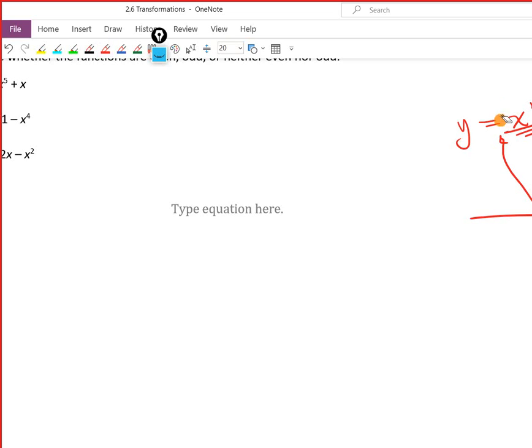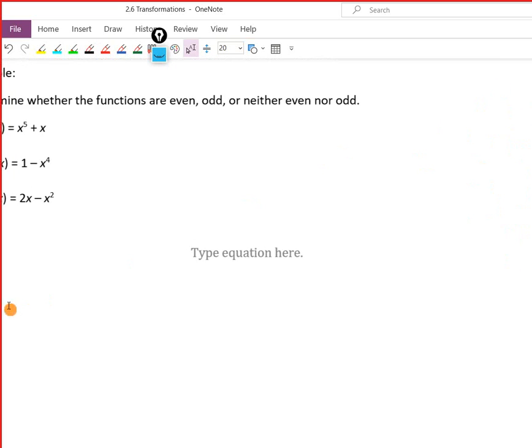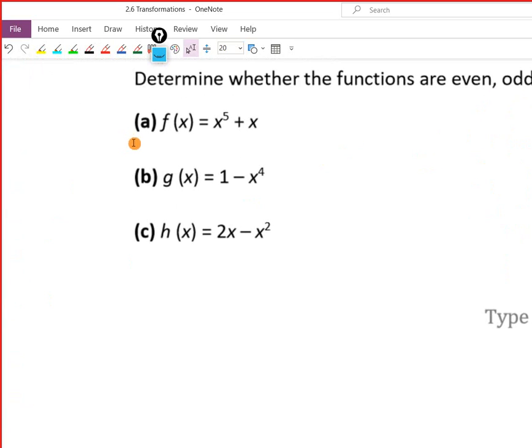Now, not all functions are going to have symmetries. So I want to come over here. We've got some examples here at the bottom, and we're going to determine, are they even, odd, or neither? It's important to understand that a lot of functions are neither.